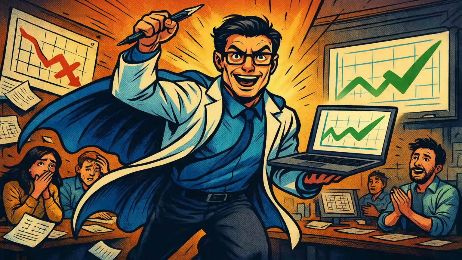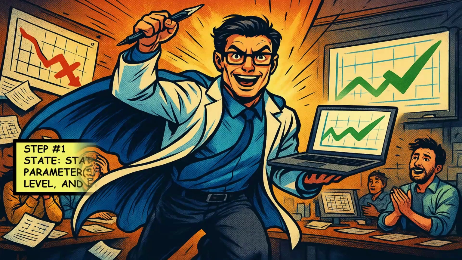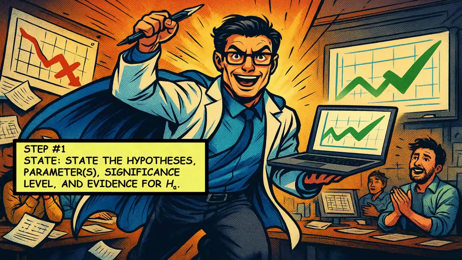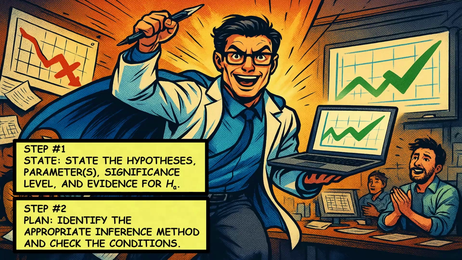And as always, we are going to be using SPSS, and we're going to be applying that 4-step procedure. So step number 1, state your hypotheses, your parameters, your significance level, and the evidence that you have for the alternative hypothesis. Step 2, identify the appropriate inference method and check the conditions.